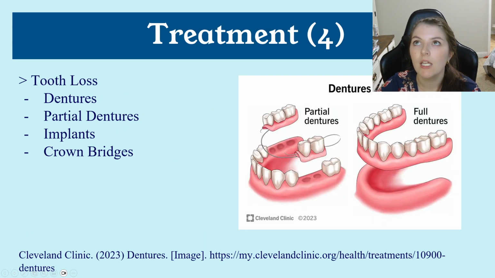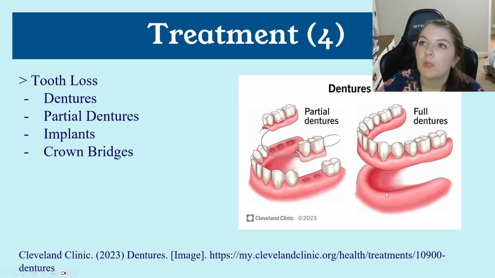Tooth loss can be treated by using dentures, partial dentures, implants, and crown bridges. Here is a partial denture. It's usually a metal wire or a metal base with a resin material and resin teeth that are placed there. They fill the spaces of areas where people are missing a few teeth at a time. If someone is missing an entire arch of teeth, or they have teeth that need to be extracted that cannot be saved, the best option may be a full denture, which covers the entire arch.